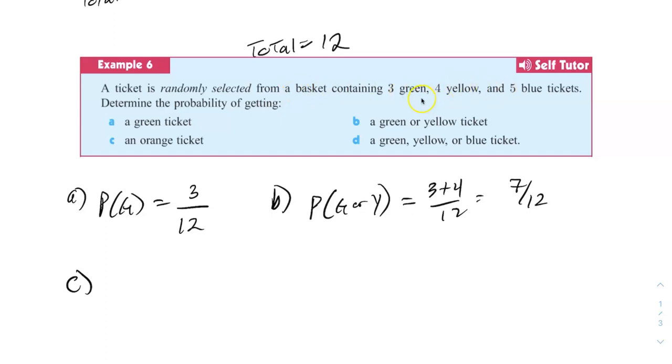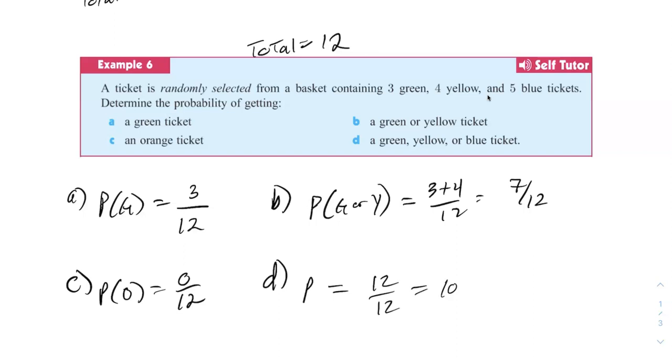C, an orange ticket. There is no orange ticket. So probability of getting orange would just be 0 over 12, which is 0%. Not going to happen. A green, yellow, or blue ticket, well, that's any ticket. So in that case, my probability is just going to be 12 over 12, or 100%.